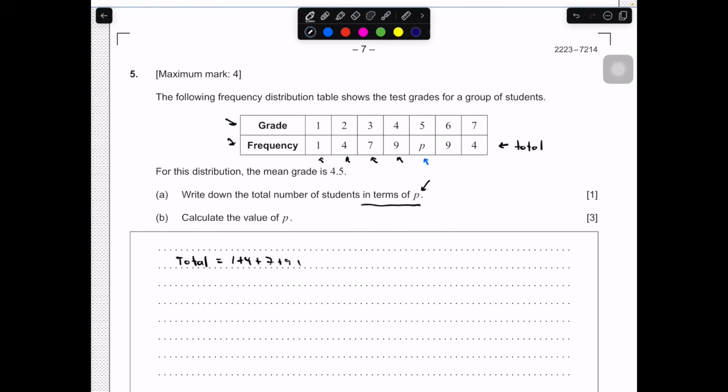plus 9 plus P plus 9 plus 4, which, if we were to add that up, I'm actually just going to use my calculator here. 7 plus 9 plus 9 plus 4 is just going to be 34 plus P. So we add up all the numerical values, and P is not something we can really integrate with all the numerical values. So we have 34 students plus this unknown value of P, and that would give us our total number of students. So total number of students in terms of P is just 34 plus some unknown value of students that got a score of 5.